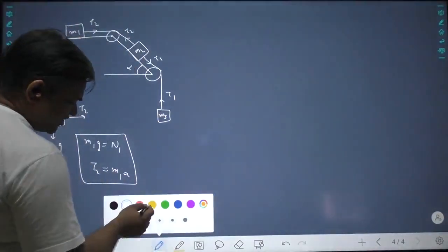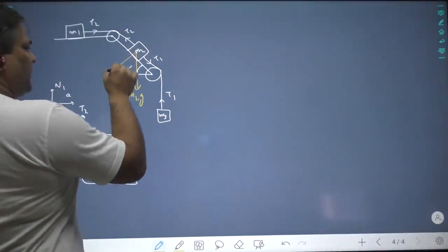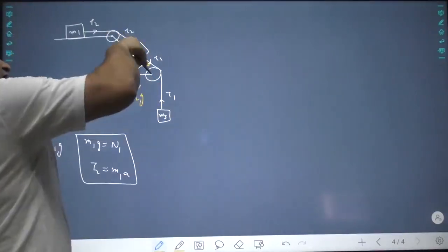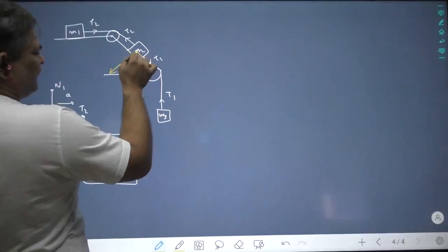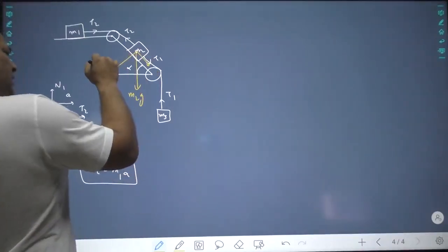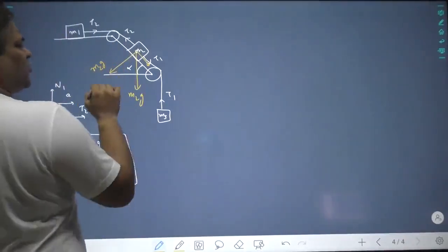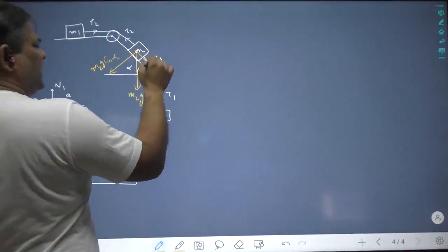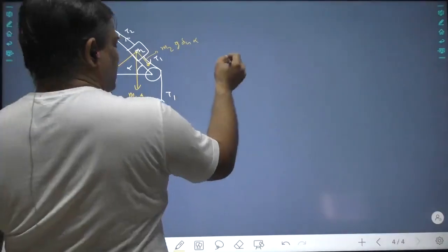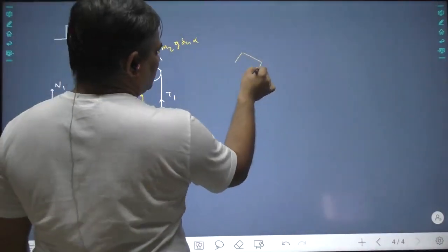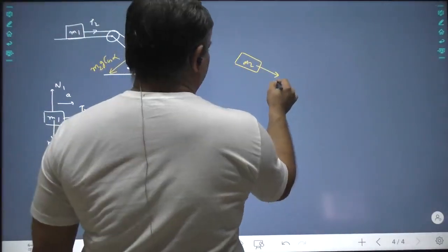Now on M2 I will change the color. M2G is acting downwards. So breaking down into two components, one along the plane, one perpendicular to the plane. Finish. Now this is alpha, this is 90 minus alpha. So this is M2G cos alpha, and this thing comes out to be M2G sin alpha. Now if you take here, you have M2G sin alpha.